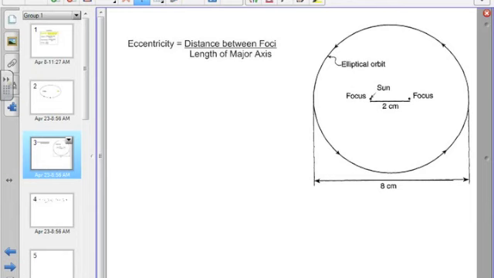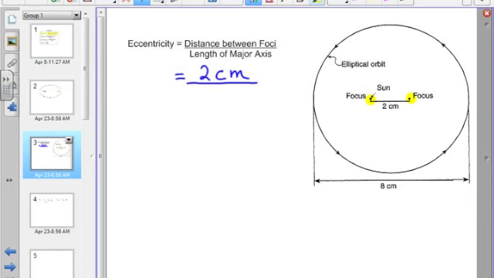Now, we already know about two foci. When we talk about the distance between the foci, that is the measured value from the center of one focal point to the center of the other. And if you're measuring this yourself, make sure you measure from the center of that big fat dot. In our diagram here, we see that the distance between the foci measures 2 centimeters. So that would be my value that I plug in on the top part of my equation.